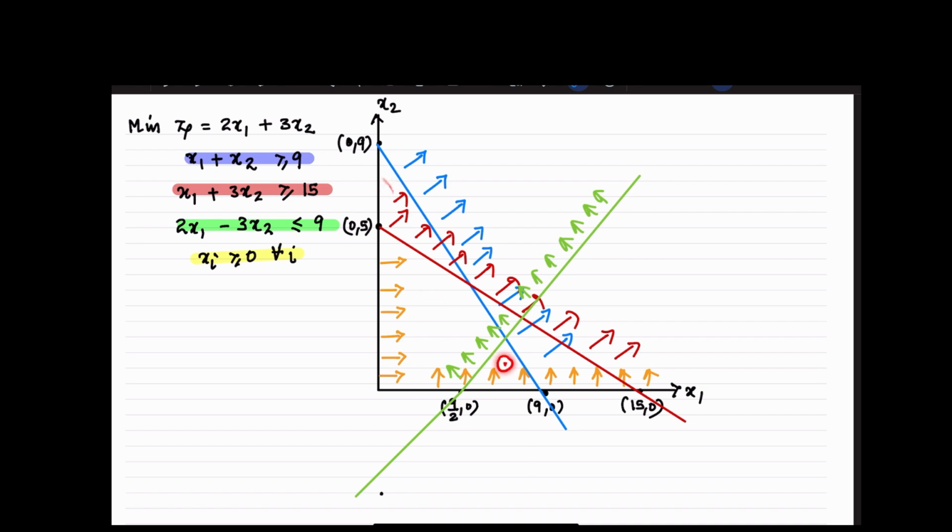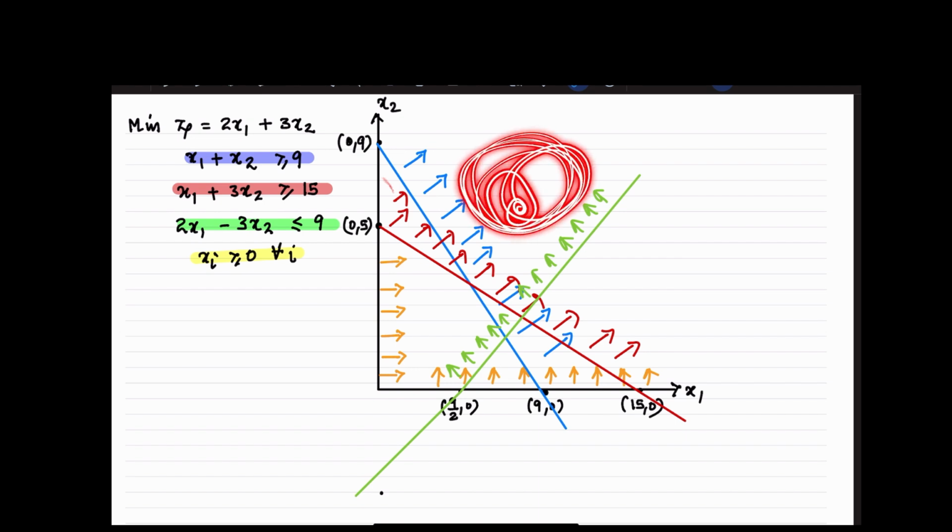Can this be the region? Because the green is not satisfied, this cannot be the region. Can this be the region? Green cannot satisfy this. Can this be the region? Red is not satisfying. Can this be the region? This also cannot be the region because green is again not satisfying. So what is left is in fact this region. See, in this open-ended region, every inequality is getting satisfied. If you put this point, it is correct for blue, correct for green, correct for red, and correct for non-negativity.